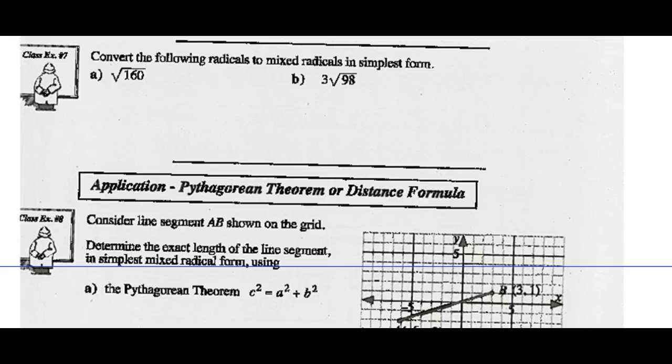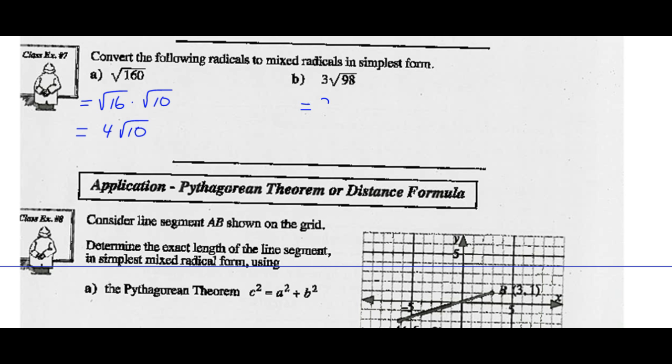Radical 160. Well, you look for a factor of 160 that's a perfect square. That would be 16 times 10. So I would rewrite radical 160 as radical 16 times radical 10. The square root of 16 is 4. There is no square root of 10.